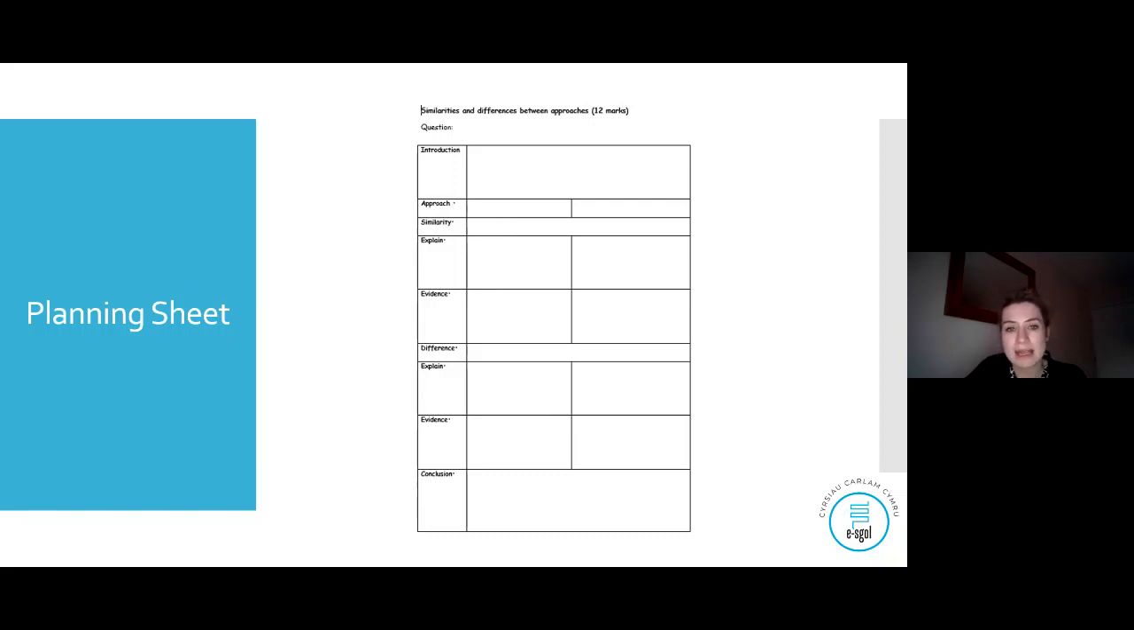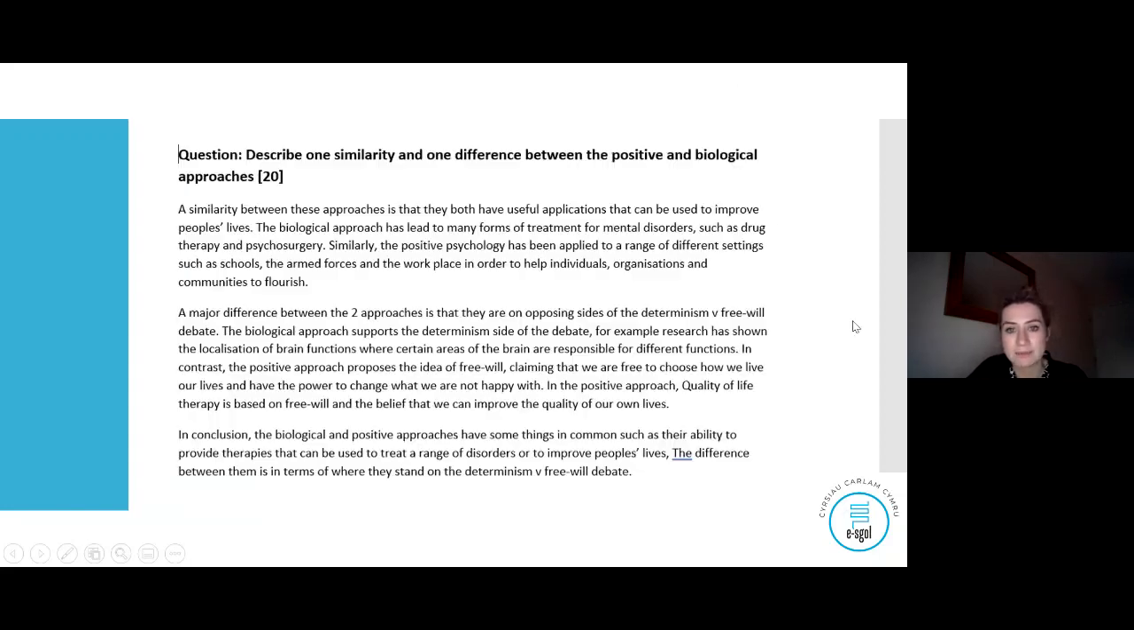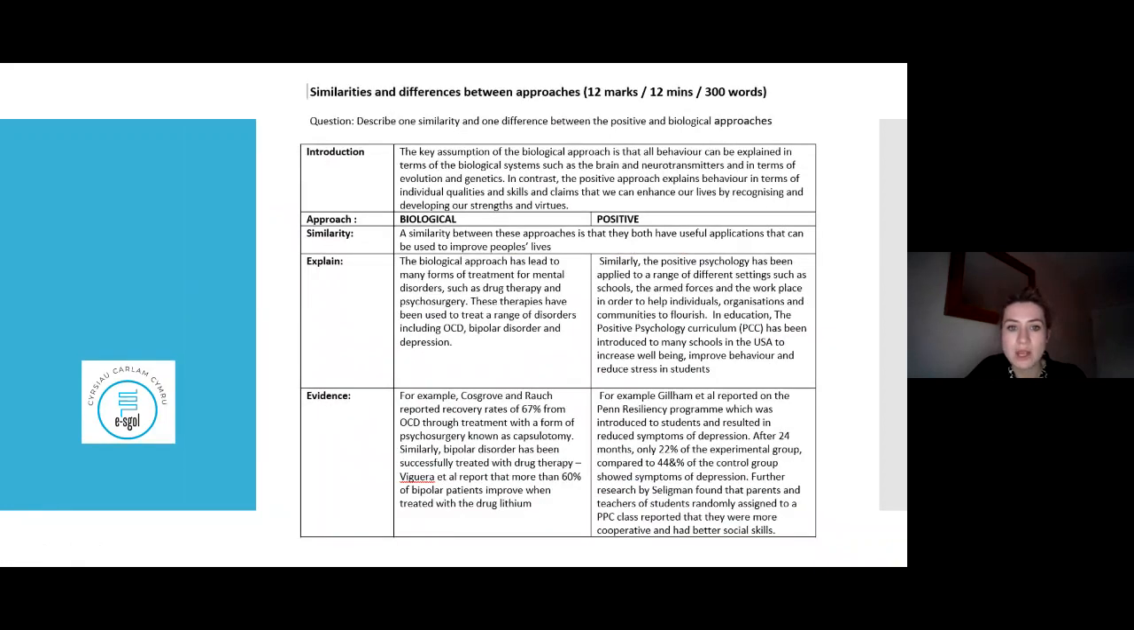So what I'm going to do is make sure that this is available to you all in case you want to have a go at using it to plan an answer. So if we go back to this one that's already been filled out, the question is asking you to describe one similarity and one difference between the positive and biological approaches.